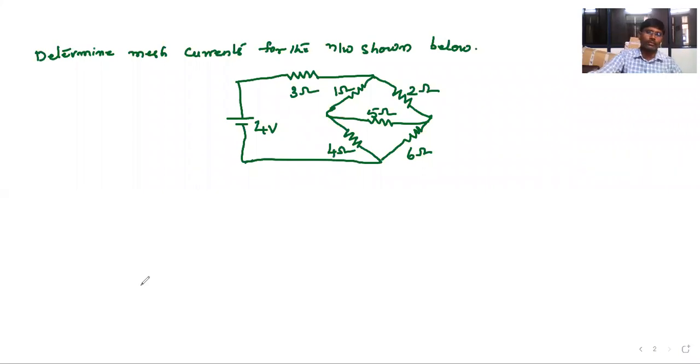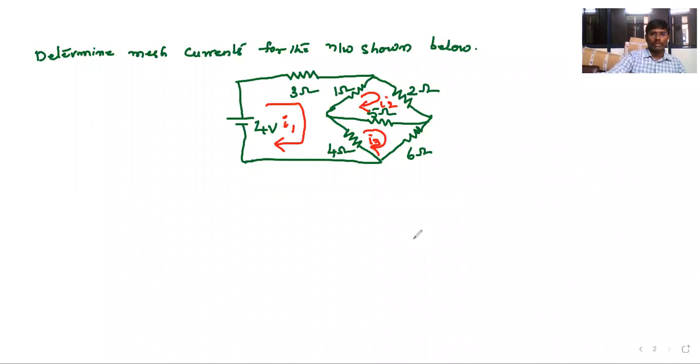Okay, so this is the problem given. Determine the mesh currents for the network shown below. For this figure, you just identify the number of loops. How many loops are there? There are 3 loops. So for 3 loops, assume 3 loop currents in the clockwise direction. This is loop 1, you call it I1. This is another loop, you call it I2. And this is another loop, you call it I3.